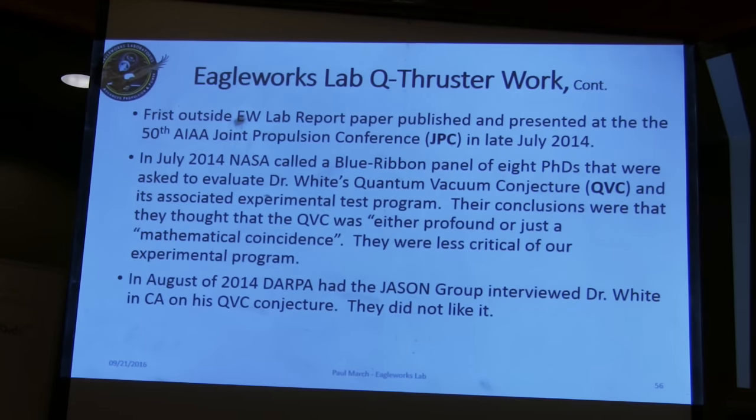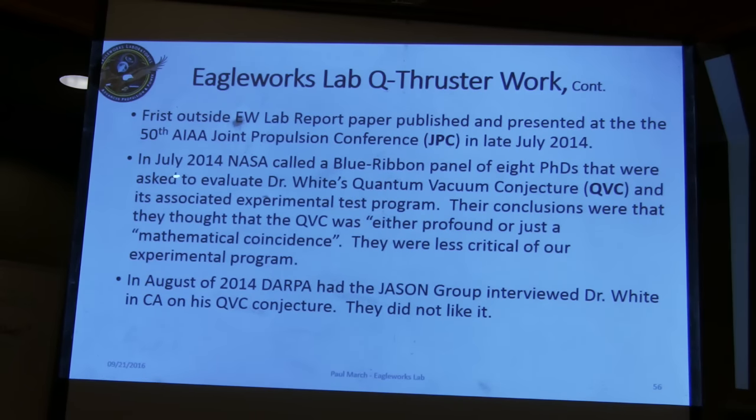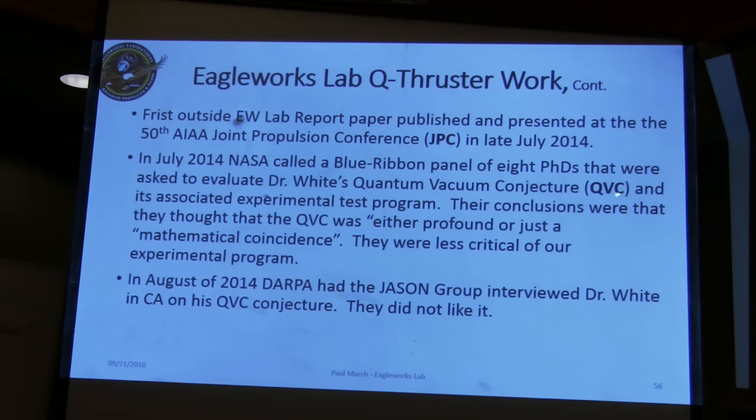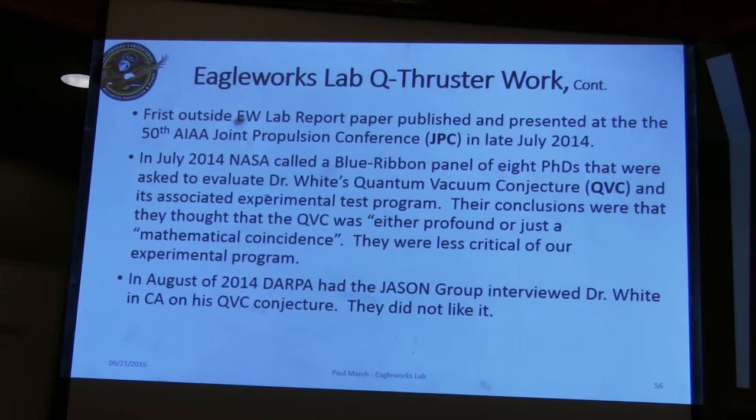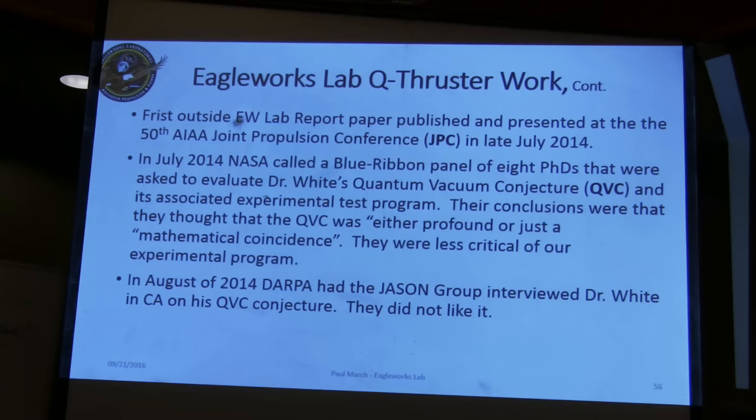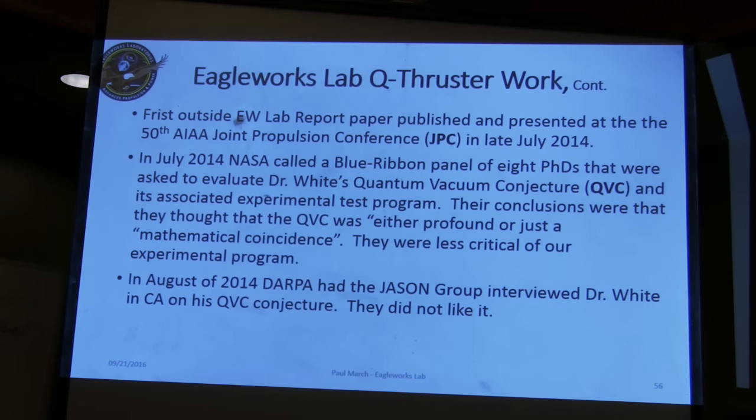Next slide. First outside EW lab republished in 24 JPC. Blue ribbon panel was in July, right? 8 PhDs. Basically, they were asked to evaluate Dr. Wright's QVC code. Their conclusions were they thought our QV was either profound or just a mathematical coincidence. They were less critical of our experimental program.